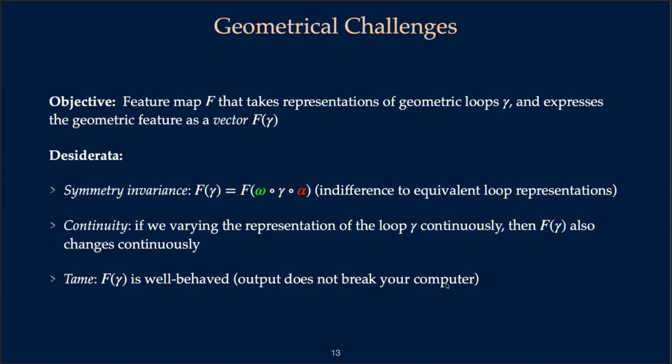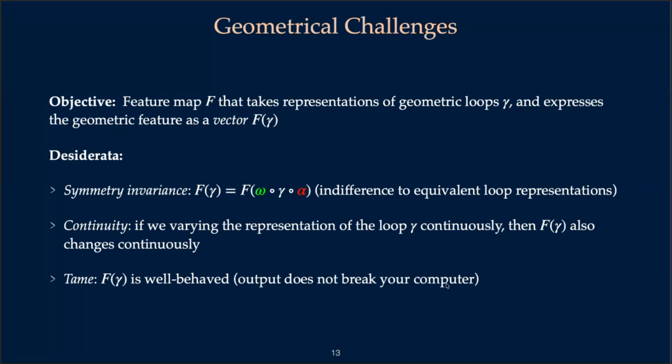Okay, so just to summarize our objective for today, it's to find a feature map that takes a parametrization of a geometric loop gamma and expresses this geometric feature as some kind of vector. Why a vector? It's because statistics and machine learning work with vectors. And we want this feature map to have desirable properties. The first one we've touched on is symmetry invariance, meaning indifference to equivalent representations of the loop.